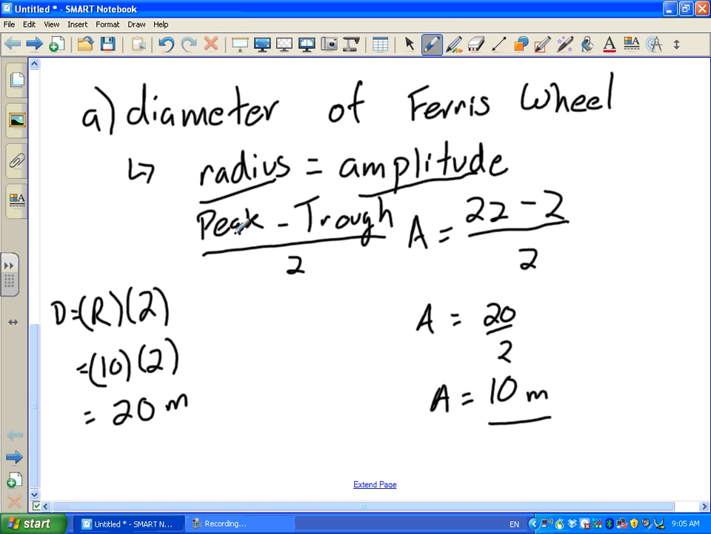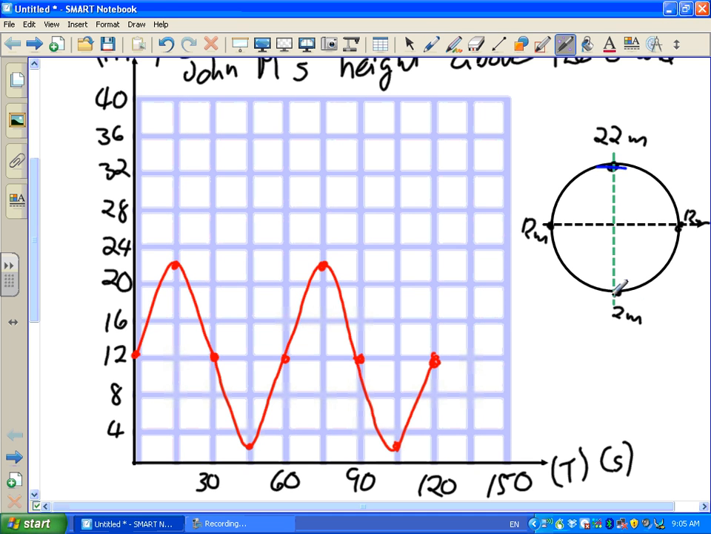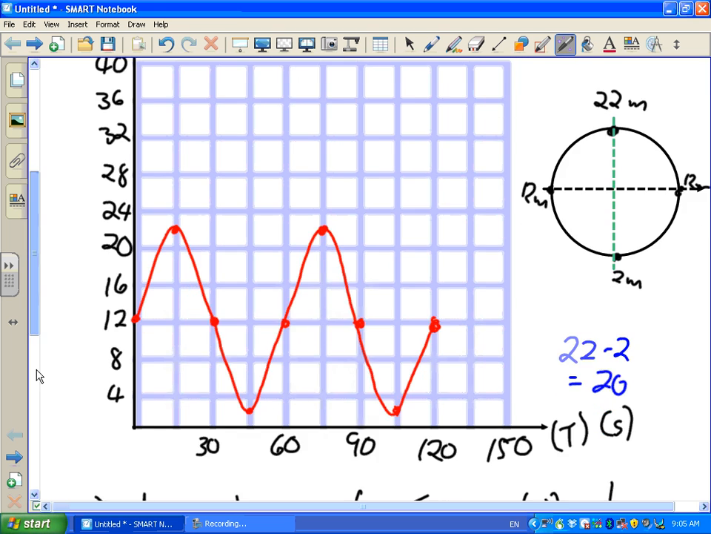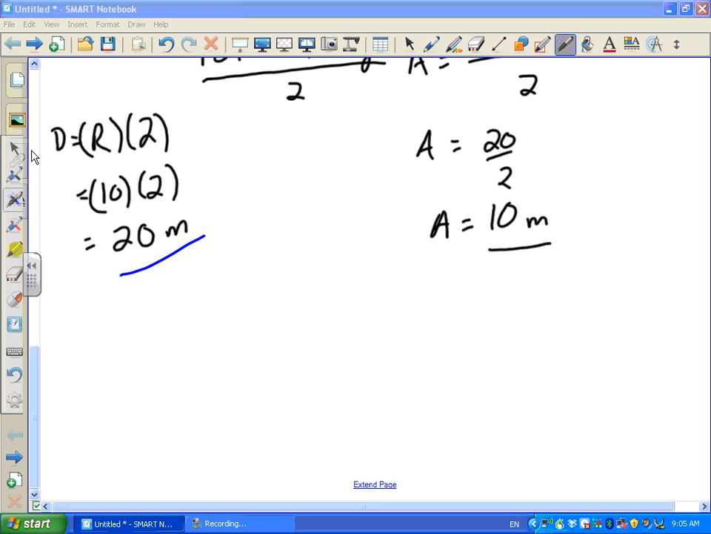So this is good. We used a lot of our terminology, peak, trough, amplitude, to solve this. Ian pointed out a very easy way to solve this. If you had just taken the peak and subtracted the trough, you would have found the diameter of the entire circle. We didn't really need to divide by 2 to find the radius. The diameter was the entire part across. So 22 subtract 2 is, please tell me you know this. Thank goodness. 20. So the exact same as what we found before. Diameter of the Ferris wheel, 20 meters. Good. Let's move on to B.